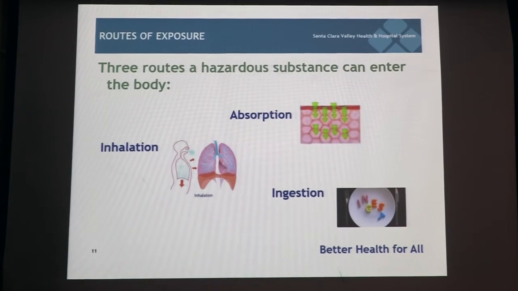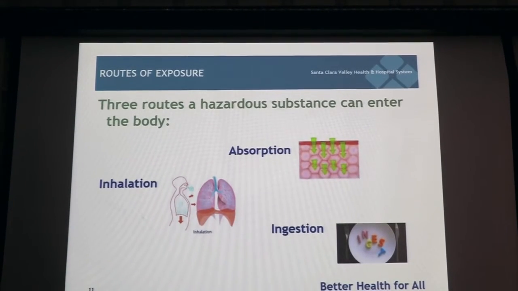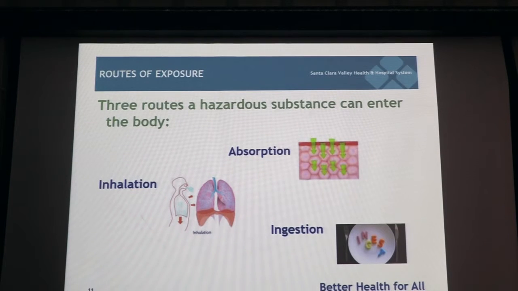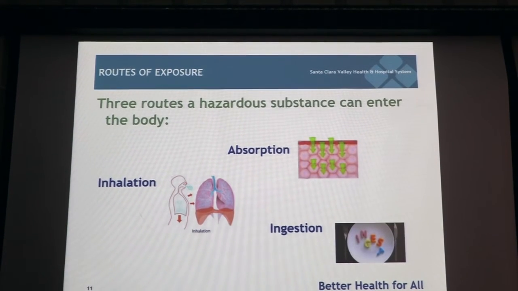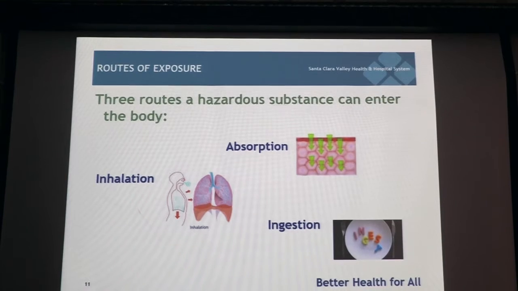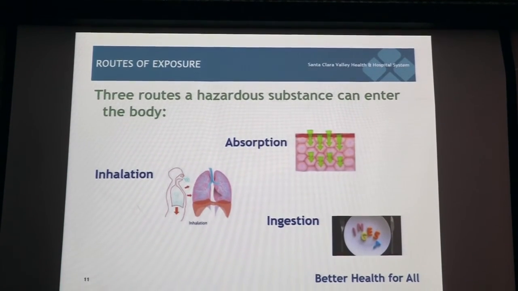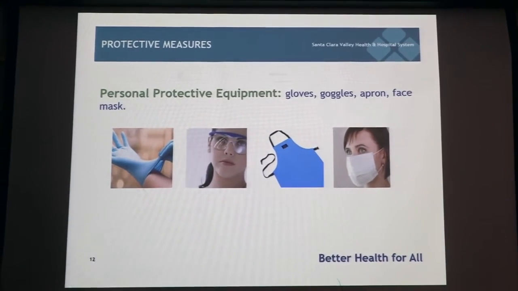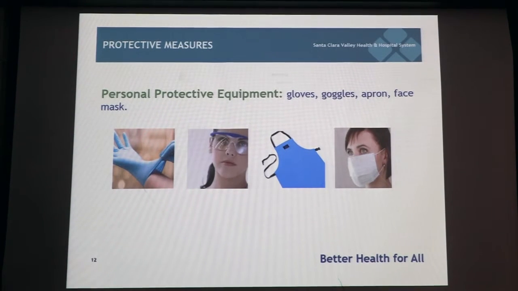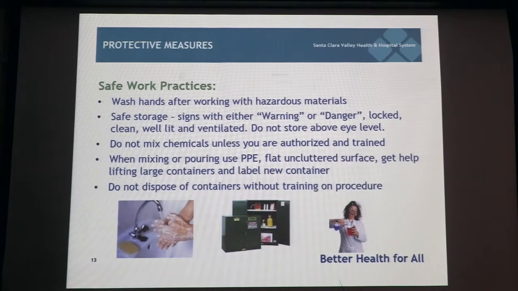There are three ways chemicals can get into the body: absorption through the skin, inhalation in the lungs, and ingestion. And we protect ourselves with personal protective equipment: gloves, goggles, apron or a gown, and face mask. Safe work practices: wash your hands after working with hazardous materials.